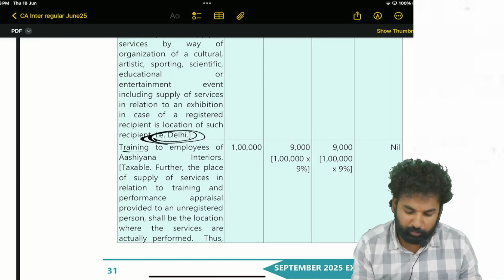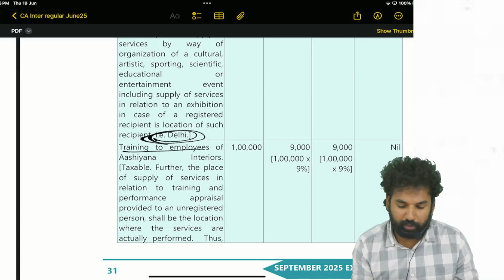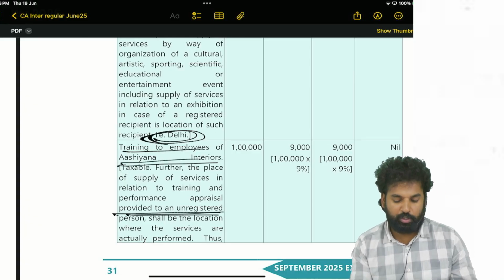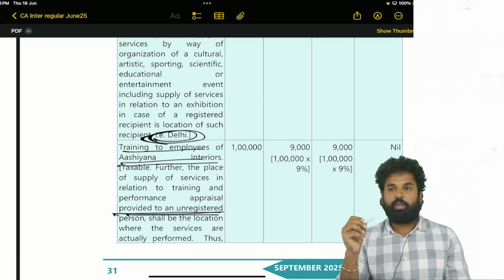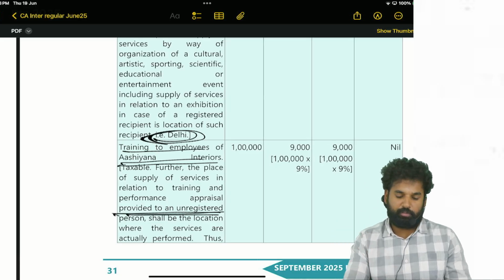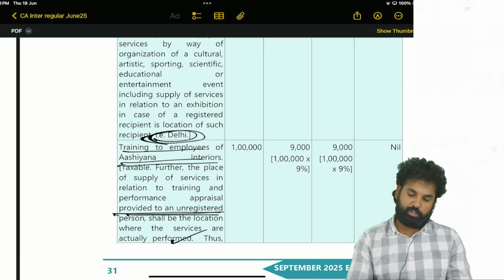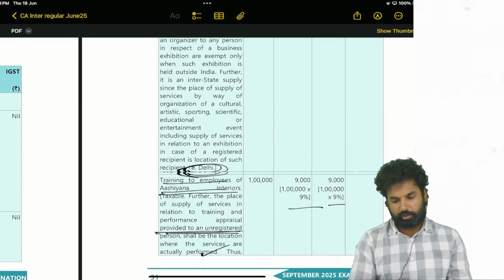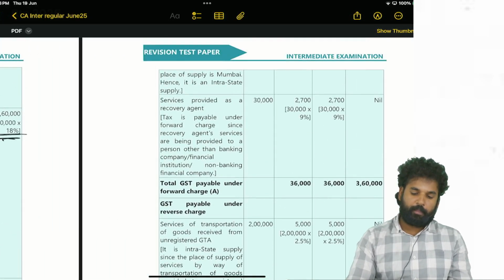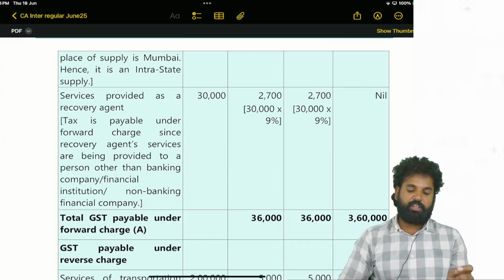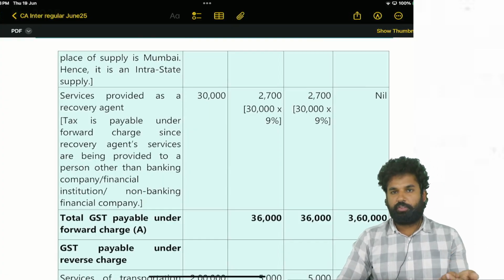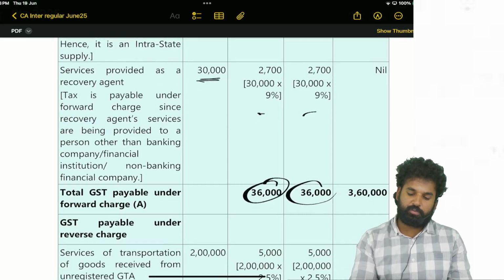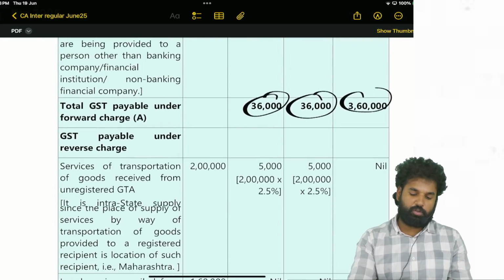Next case, training of employees. Training of employees provided to registered or unregistered? Provided to an unregistered person, Ashiana Interiors. So the place is the location where the services are actually performed, if it is provided to an unregistered person. That's why it is the same state. Intrastate supply, CGST, SGST. Next, services provided as a recovery agent, taxable, forward charge mechanism. So total GST under forward charge, we are getting CGST, SGST.